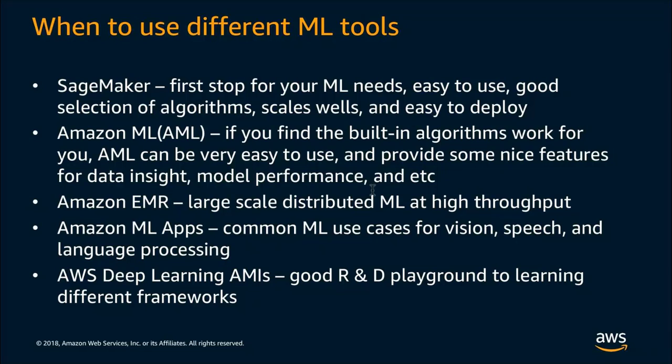So, when to use different machine learning tools. SageMaker could be the first stop for your machine learning needs. It's easy to use. It has a good collection of algorithms. It scales well, and it's easy to deploy. If you find the built-in algorithm provided by Amazon AML work for you, then AML can be very easy to use, and it provides some nice features for data insights, model evaluation, and etc. And you can use Amazon EMR for large-scale distributed machine learning on big data. For vision, speech, and language processing, you can use the corresponding Amazon machine learning applications. It'd be difficult to build something better than those. And AWS Deep Learning AMIs are good for learning different frameworks for doing machine learning research and development.